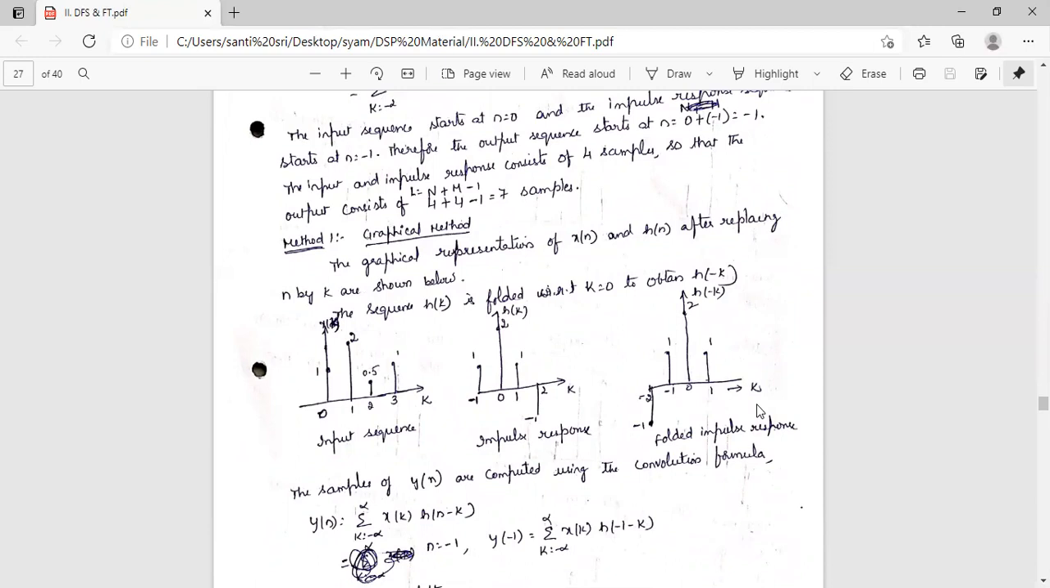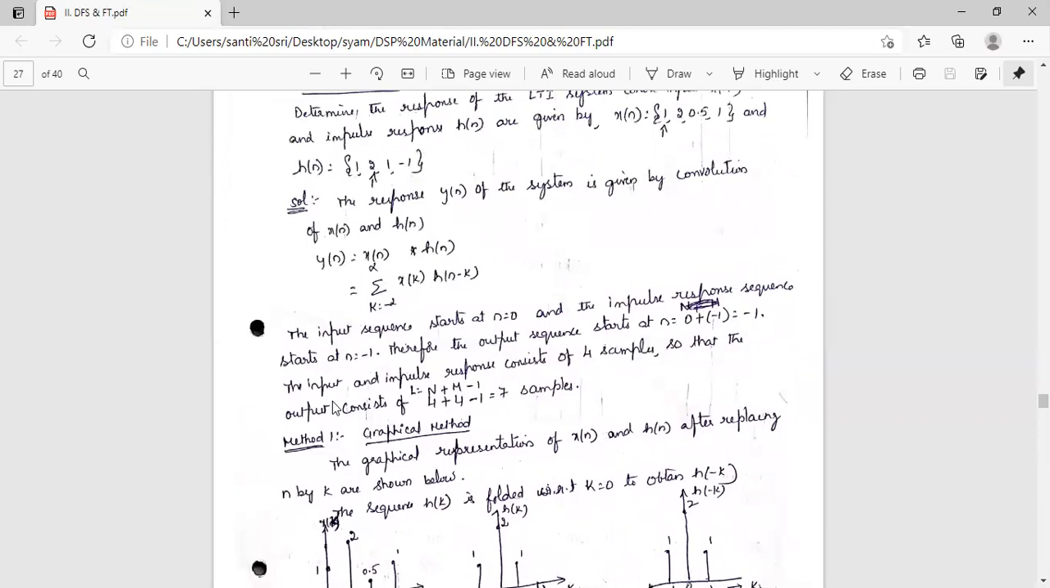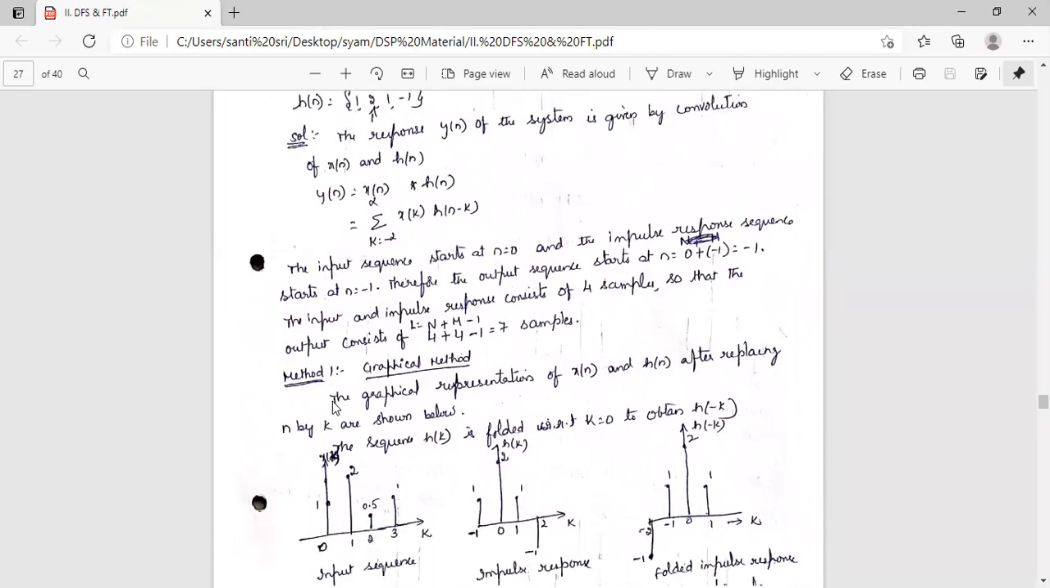First of all, we will draw the graphical representation of x of k. It starts from 0, with axis points 0, 1, 2, 3, 4. The value of x of k at 0 is 1, at 1 it is 2, at 2 it is 0.5, at 3 it is 1. So this is the graphical representation of the input sequence. In the same manner, we can draw the impulse response h of k, which starts from minus 1 to 2. At minus 1 its value is 1, at 0 its value is 2, at 1 its value is 1, at 2 its value is minus 1.